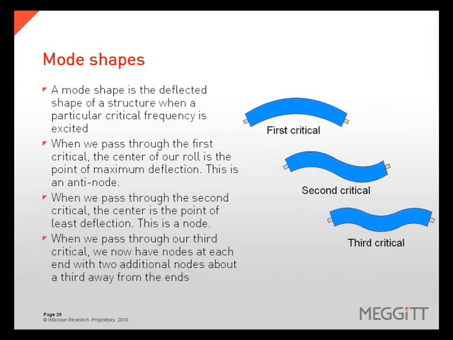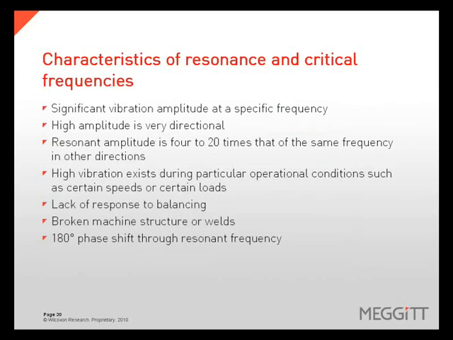A mode shape is the deflected shape of a structure when a particular critical frequency is excited. When we pass through the first critical, the center of our roll is at the point of maximum deflection. This is an antinode. When we pass through the second critical, the center point is at least deflection, which is called a node. When we pass through our third critical, we now have nodes at each end, with 2 additional nodes about a third away from the ends.